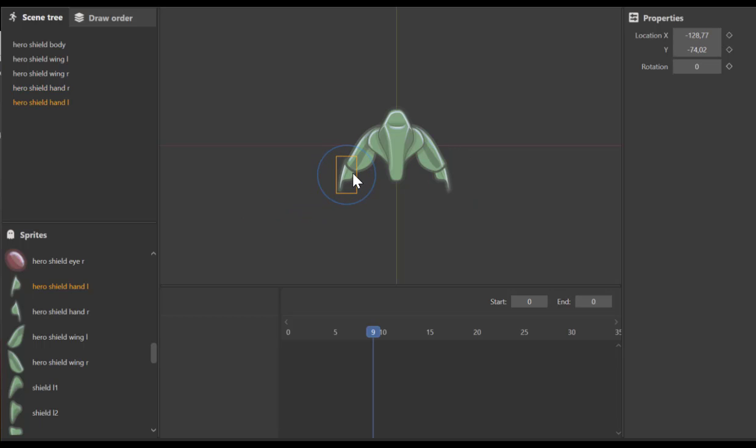There we go. But the thrusters should be in front of the wing, so this is not the case. So we go to draw order and rearrange that. I think something like this. Yeah, so they're in front now.